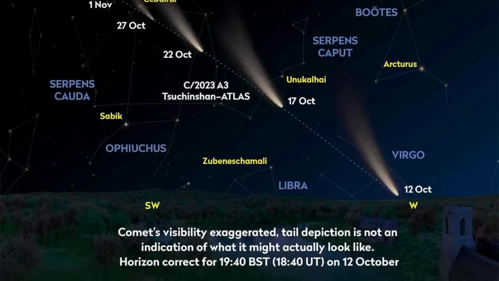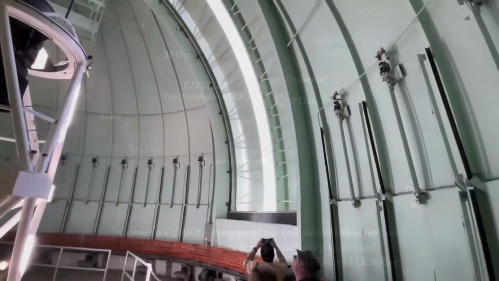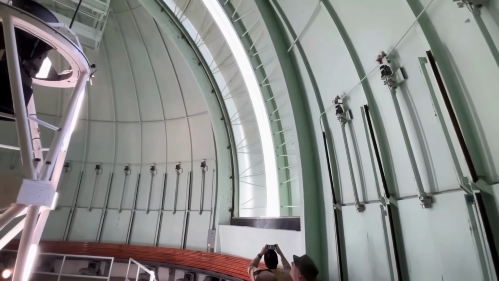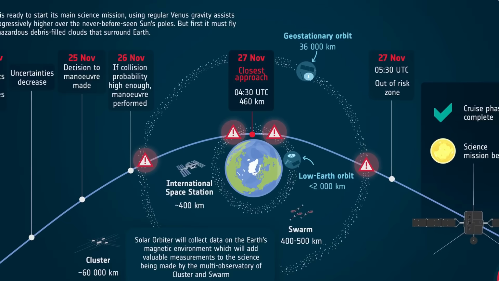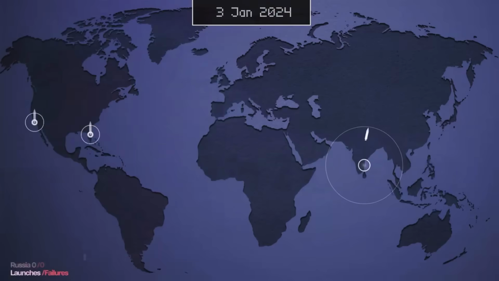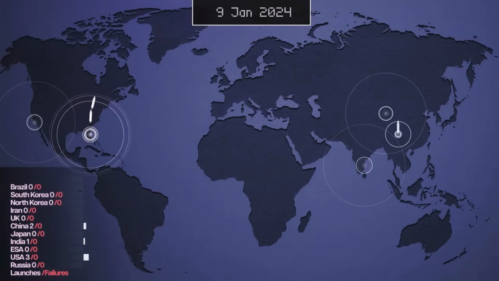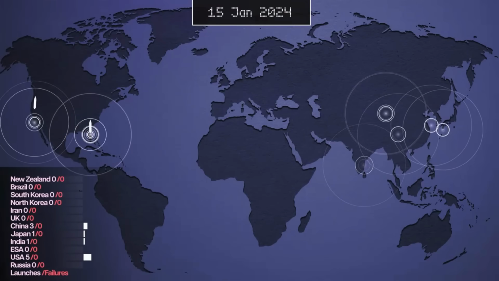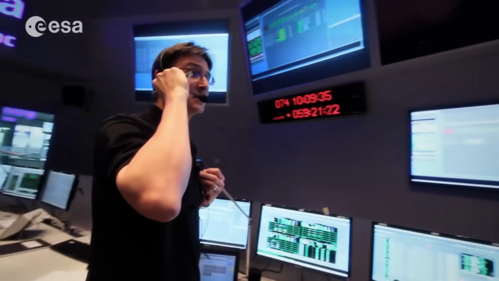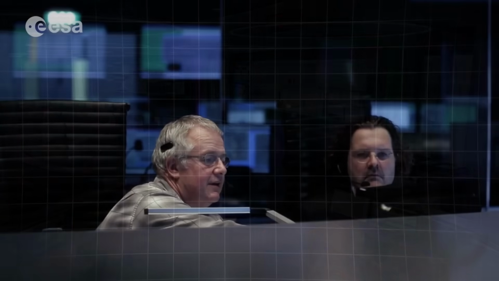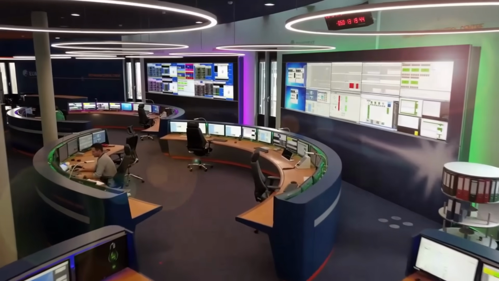Late October brings perihelion, the moment Atlas swings closest to the Sun. At this point, ground-based telescopes lose sight as the comet vanishes into solar glare. Only spacecraft with the right vantage, some in solar orbit, some trailing behind Earth, can monitor its activity. Teams at the Minor Planet Center and ESA's Solar Orbiter coordinate alerts, watching for sudden changes in brightness or trajectory that might betray new jets or structural shifts.